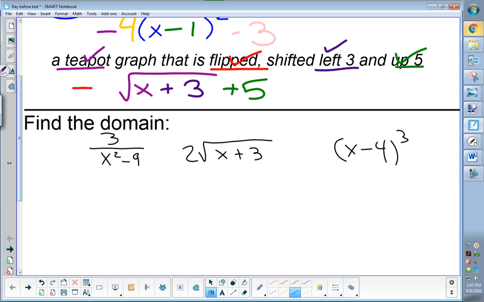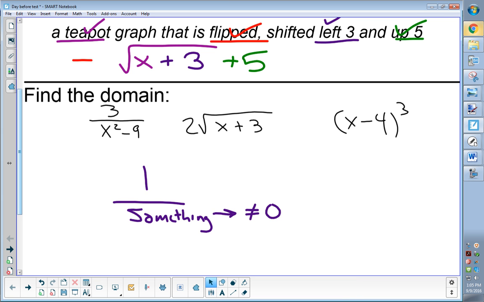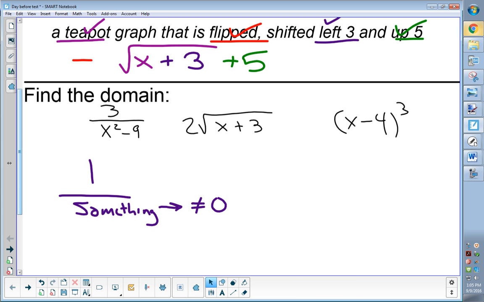When we're talking about domain, there are 2 things we're worried about. We're worried about fractions, 1 over something or 3 over something or anything over something when there's x in the denominator. What can I not have on the bottom of this fraction? This cannot be 0. It's not allowed to be 0 because if it is 0, then you're dividing by 0 and that is bad. So if it is a fraction, the denominator cannot be equal to 0.